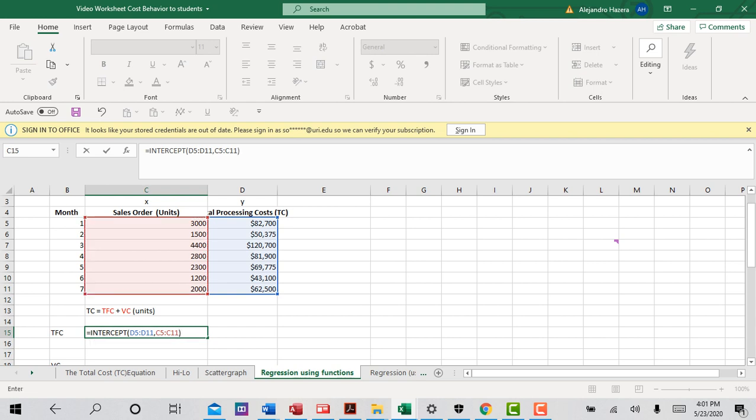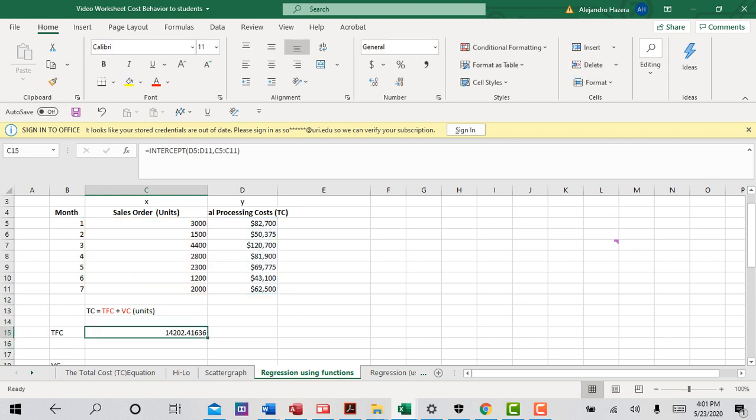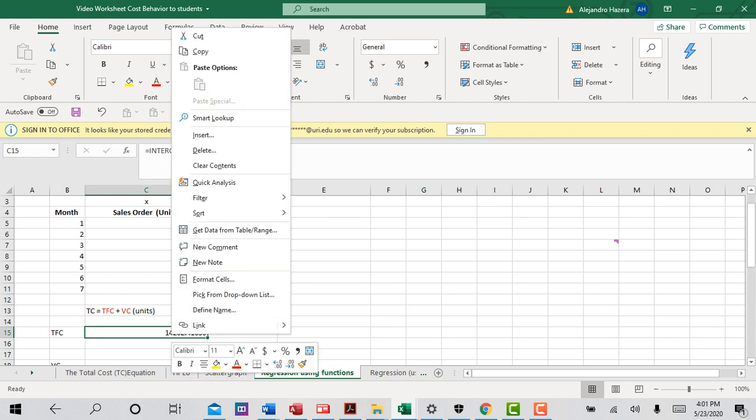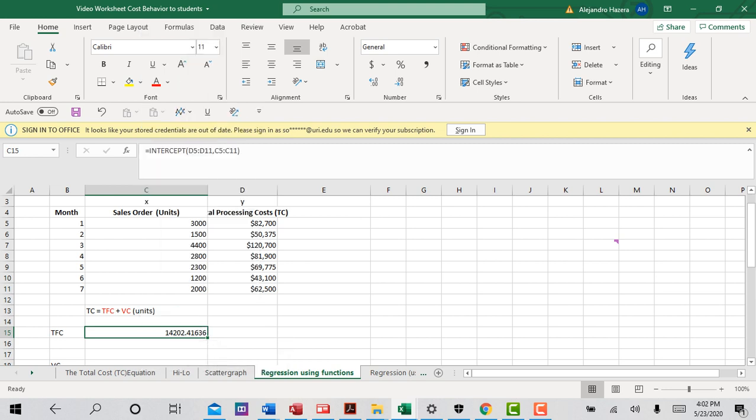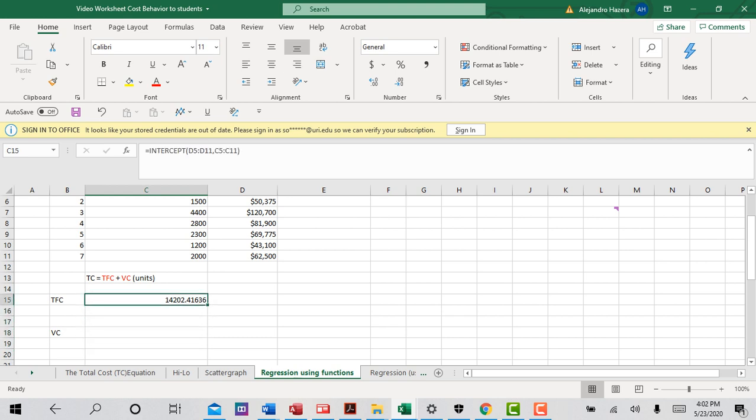Using regression, and read the book about regression, what regression does is try to fit a line which minimizes the difference between your observed points and your predicted points, because the line should not be perfect. No line is perfect. But let's see what we get here. If you use regression, your total fixed costs are going to be 14,202. So that's going to be your total fixed cost in the total fixed cost line.